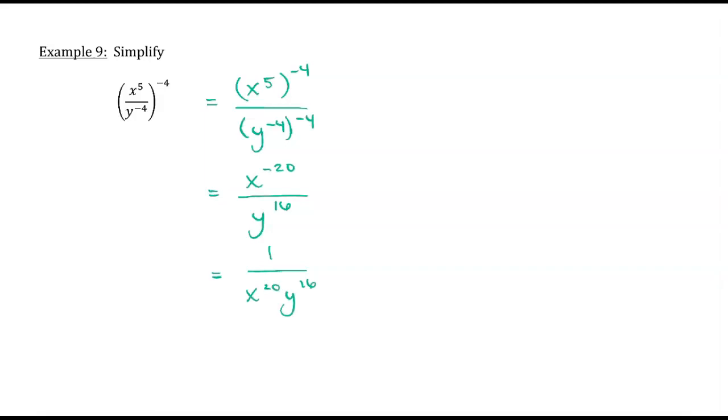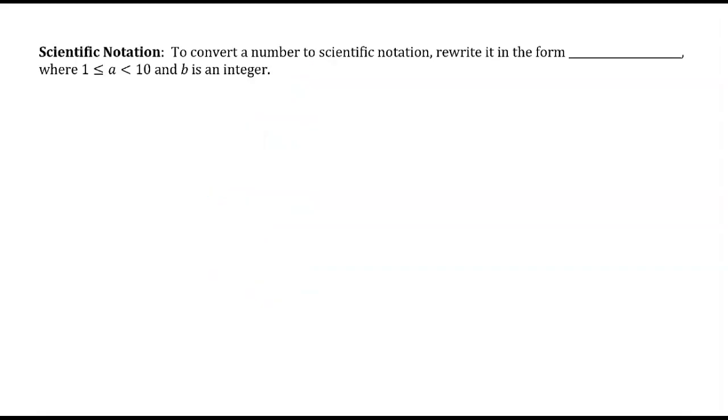Now let's switch to talking about scientific notation. It may not seem like exponents and scientific notation go together, but they actually have a lot in common. Scientific notation uses exponents to write very large and very small numbers in a more concise way. To convert a number to scientific notation, rewrite it in the form of a times 10 to the exponent of b, where a is at least 1, but strictly less than 10, and b is an integer.